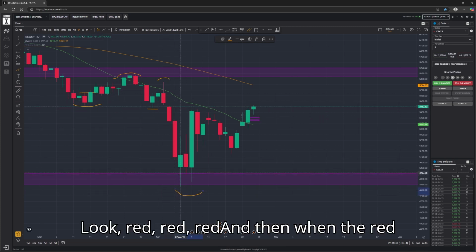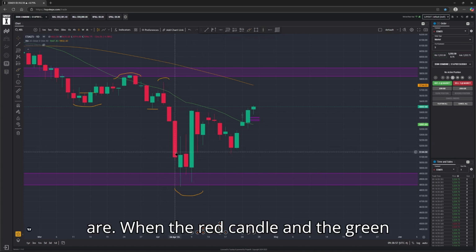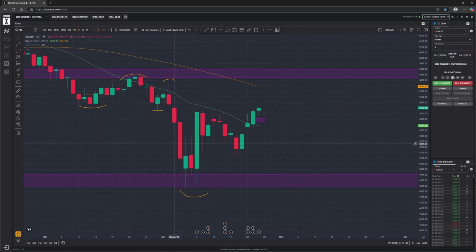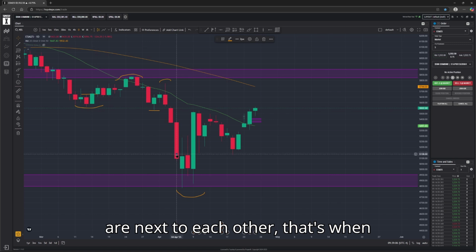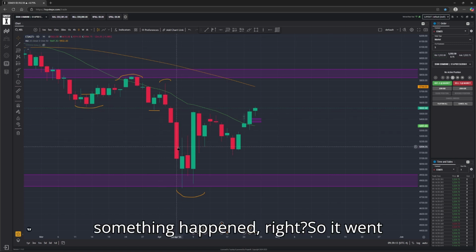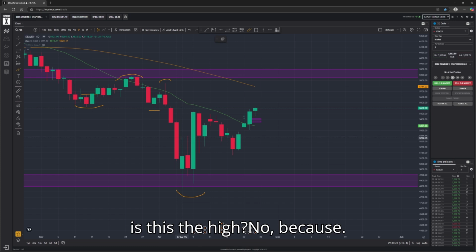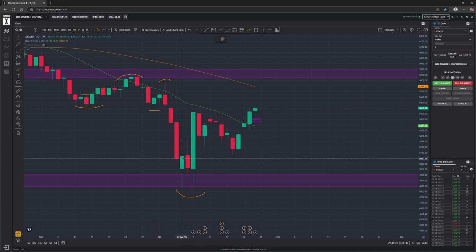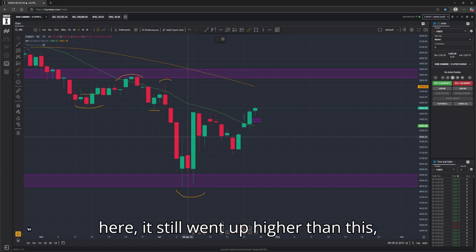Look, red, red, red. And when the red candle and the green candle are right next to each other, that's when you see, okay, something happened, right? So it went down, then it came up. So is this the high? No, because when this closed right here, it still went up higher than this, right?